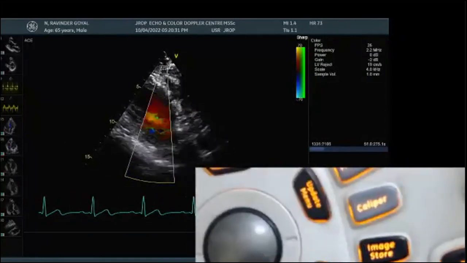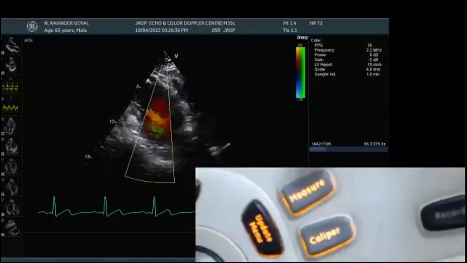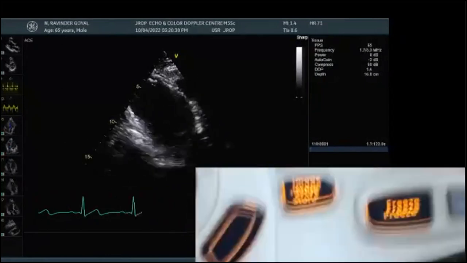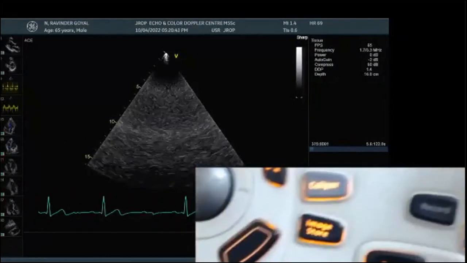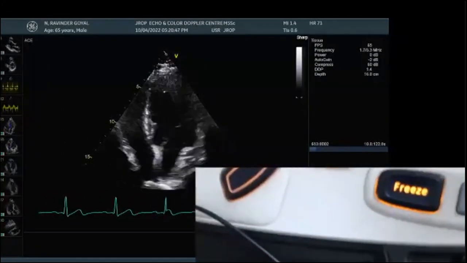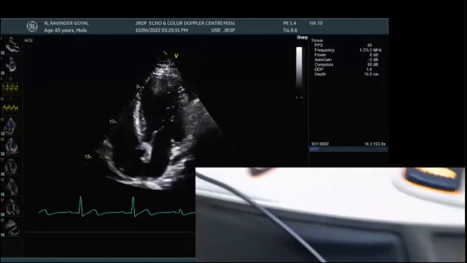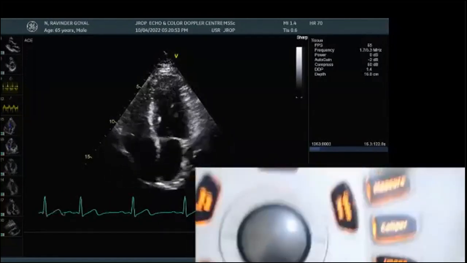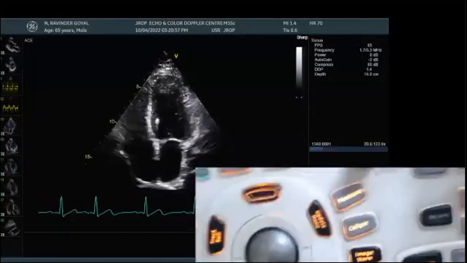So this is how we look at a Nyquist limit. This is how we look at our color gains in a subject when we are doing an echocardiography. Next comes Doppler. So I'm going to go to 4-chamber view. Yes, good. So I'm at 4-chamber view, and here's the screen.